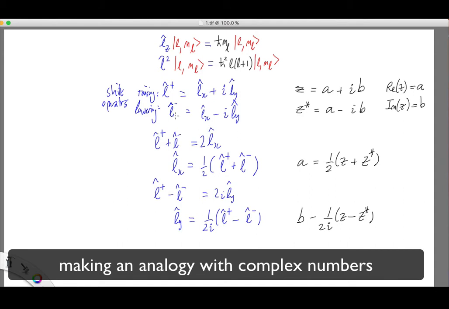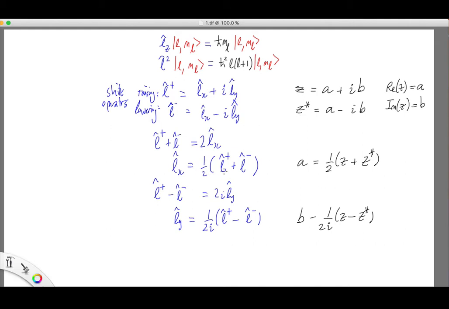So you can see that there's a close analogy between the shift operators L+ and L- and the complex number and its complex conjugate. One can add the L+ and L- operators, divide by 2 to get the Lx operator. Similarly, one can add a complex number to its complex conjugate and divide by 2 to get the real part of the complex number. If one subtracts L- from the L+ operator and divides by 2i, one gets the Ly operator. Similarly, if one subtracts the complex conjugate from the complex number and divides by 2i, one gets the imaginary part of the complex number.